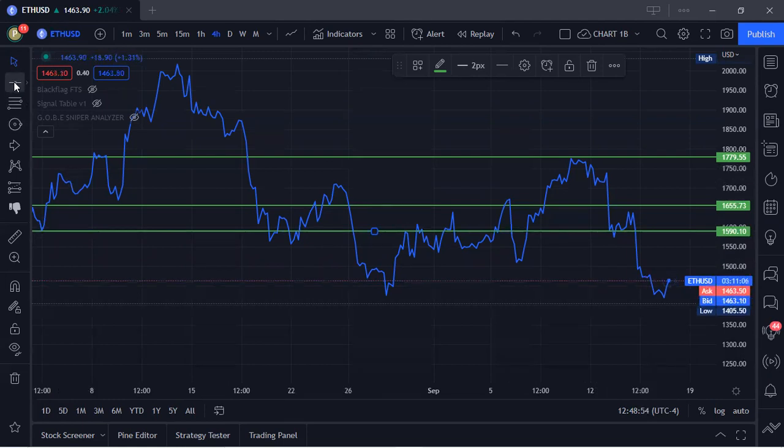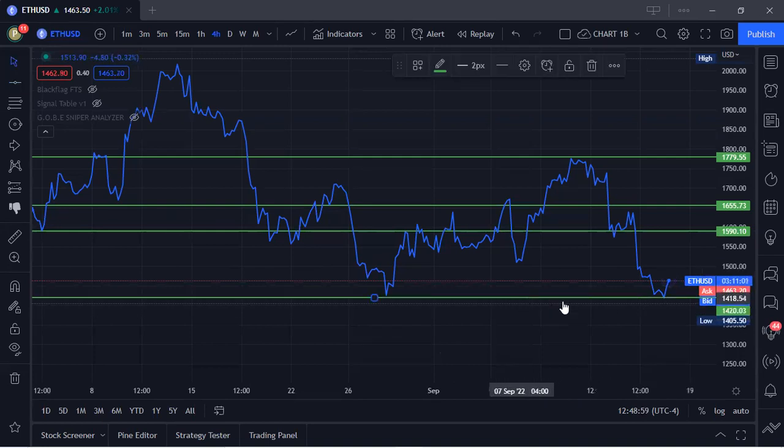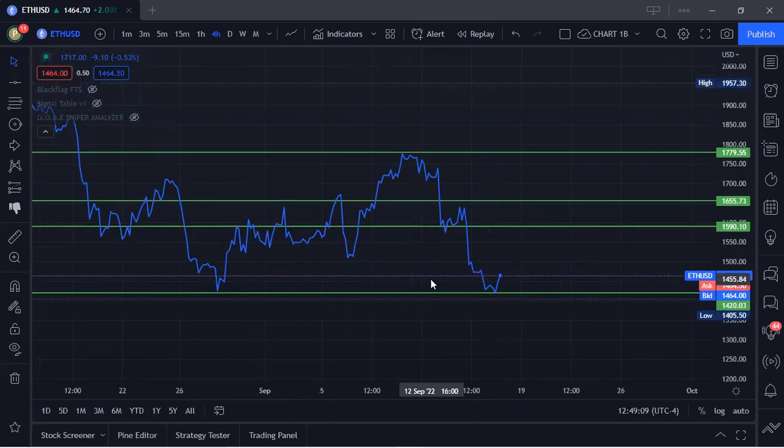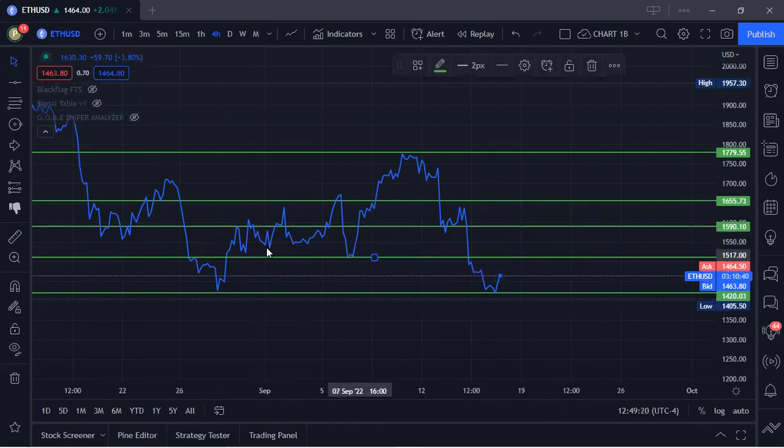And then you could put another line down here. Because it came down to this line twice and bounced off. So now you know that this support line is where it would bounce off and try to go up a little bit. You could put another line right here. So you just want to make sure that your lines are connecting and it goes straight through, by looking left. And this is on the 4 hour.